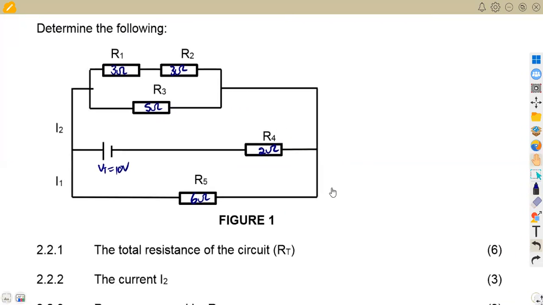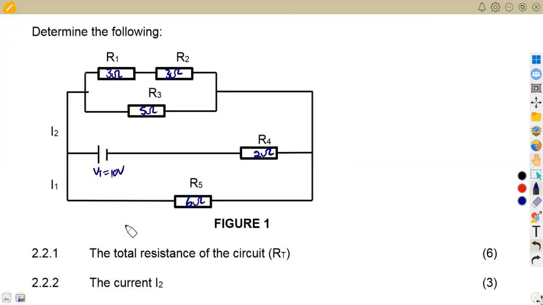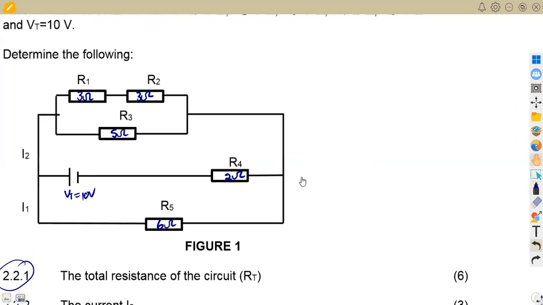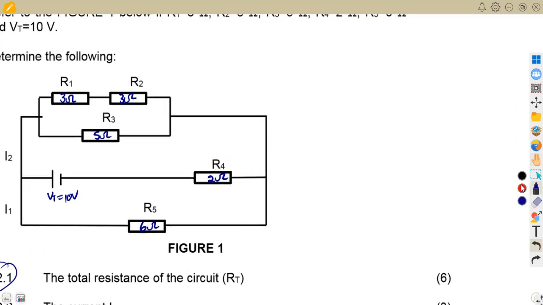So now we are to calculate the total resistance in the first part, 2.2.1. Calculate the total resistance of the circuit. All right, how can we analyze this circuit in a proper way? For you not to confuse this part here, I want you guys to take it this way. I'm going to answer it here so that we can properly see what is happening.